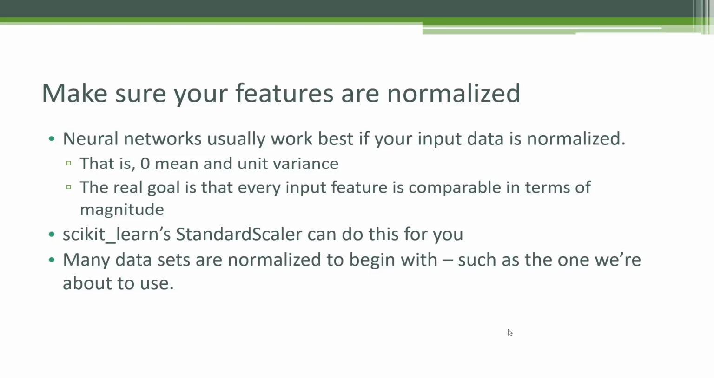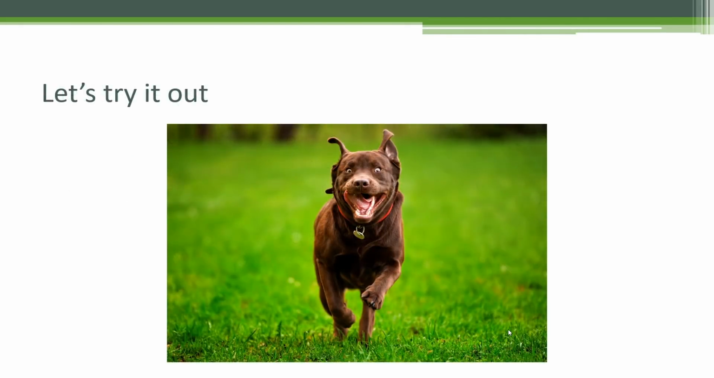Fortunately, Python's scikit-learn library has a standard scaler package that you can use to do that automatically with just one line of code. So all you have to do is remember to use it. And many data sets that you use while researching are going to be normalized to begin with. The one we're about to use is already normalized, so we don't actually have to do that. Later on in the course, I'll show you an example of actually using standard scaler, however. And with that, let's dive in and actually try it out.